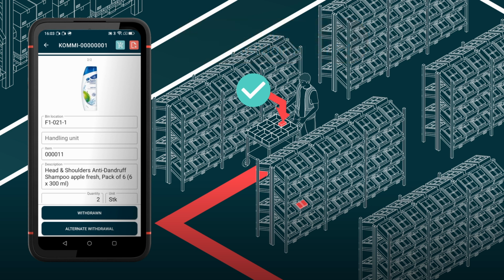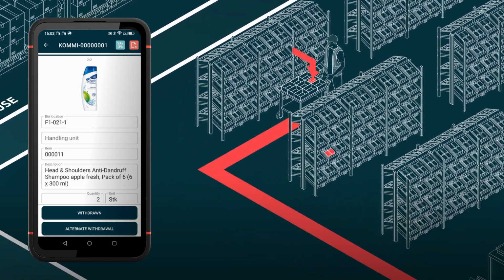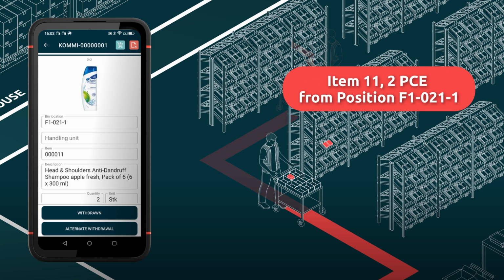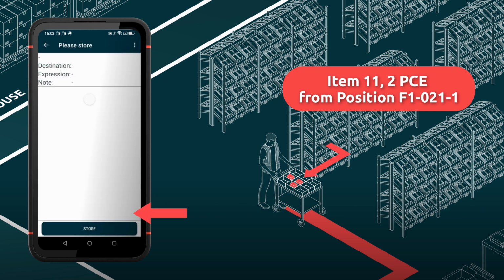After the first item has been picked, the app directly shows the next item, its location, and the quantity that needs to be picked. The picker goes to the designated bin location in the pick area, takes two pieces out of the bin and places them on the picking cart. Tap on Withdrawn to confirm the second pick.